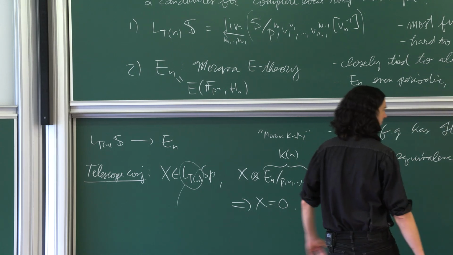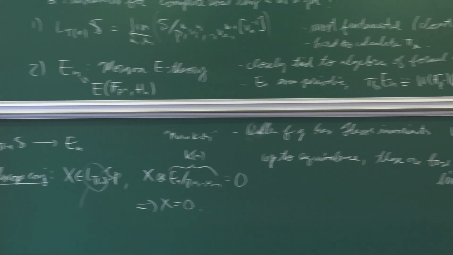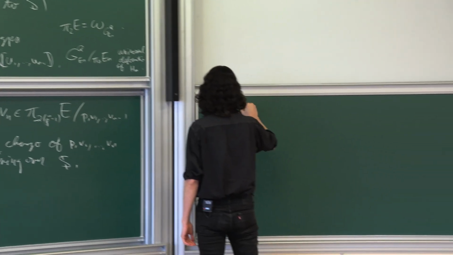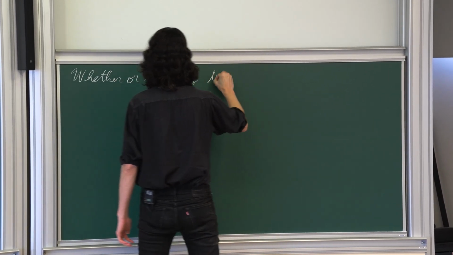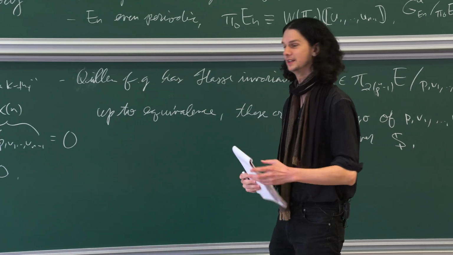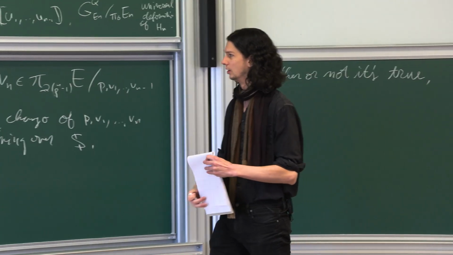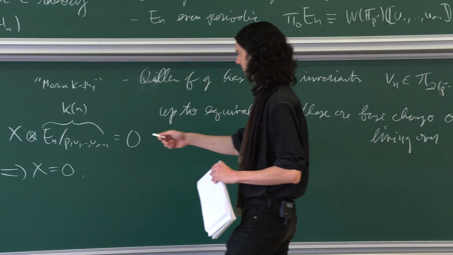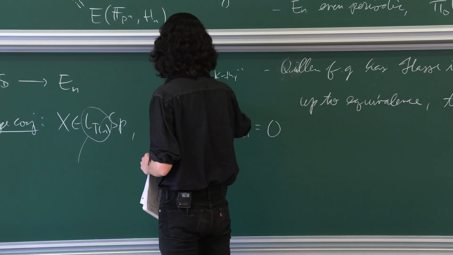Now we know exactly when it's true and when it's not, for which n, at a prime P, it's true. But whether or not it's true, once you tensor with En, you get something which is like a module over En. Yes. And those are classified easily as modules over Kn. Kn is kind of like the residue field.